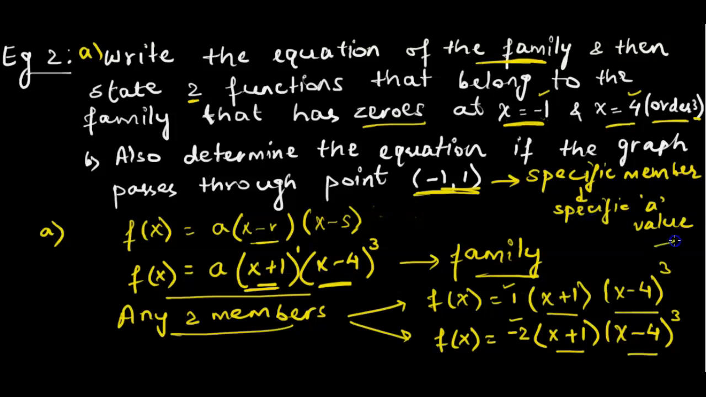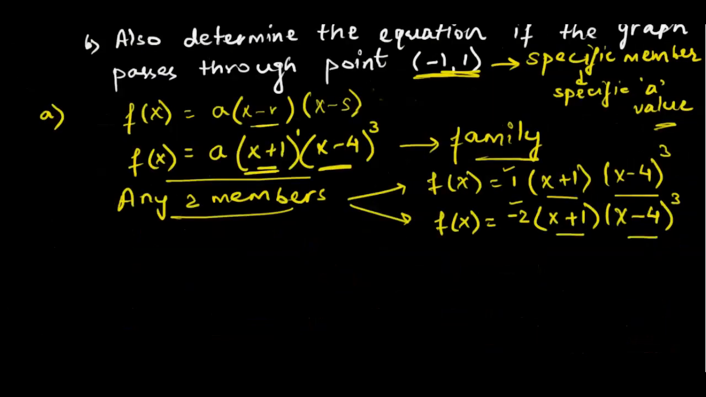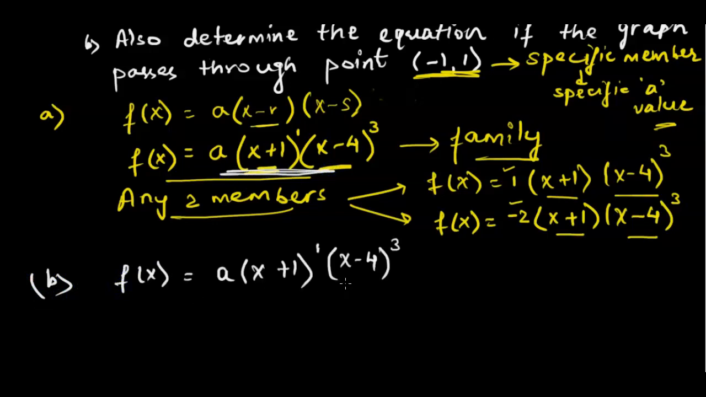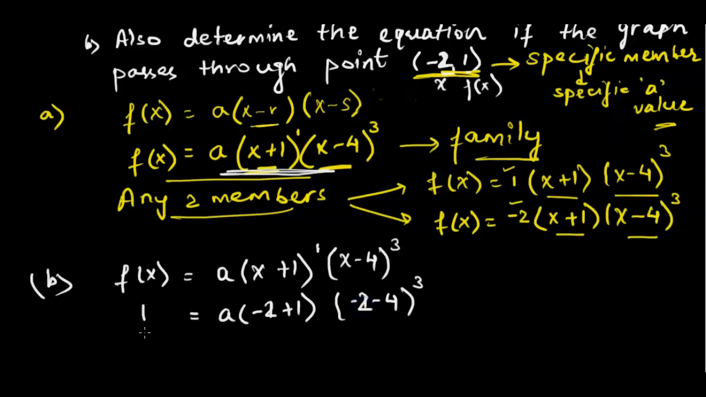Now, how do we find the specific A value? What we have to do is write down the general family equation, and in this general family equation, substitute this point as x and y. So x is -1, y means f(x), that is 1. So I'm going to put in 1 here. Let's not take the point as -1, let's make it -2 because I made the question. So now x is -2 and y is 1.